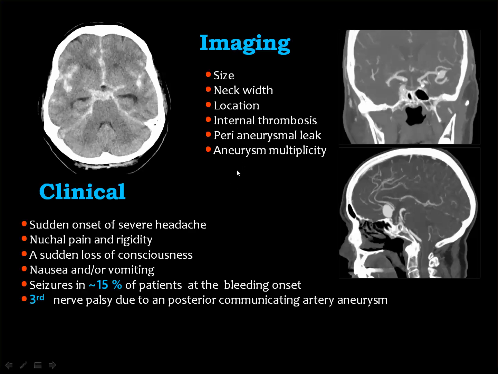Actually, the role of imaging is to identify the size of the aneurysm, the neck width, the location in the circulation, if it contains internal thrombosis or not, if there is a perianeurysmal leak, or if the aneurysms are multiple, and the biggest one should be identified because it is the most likely one to rupture.